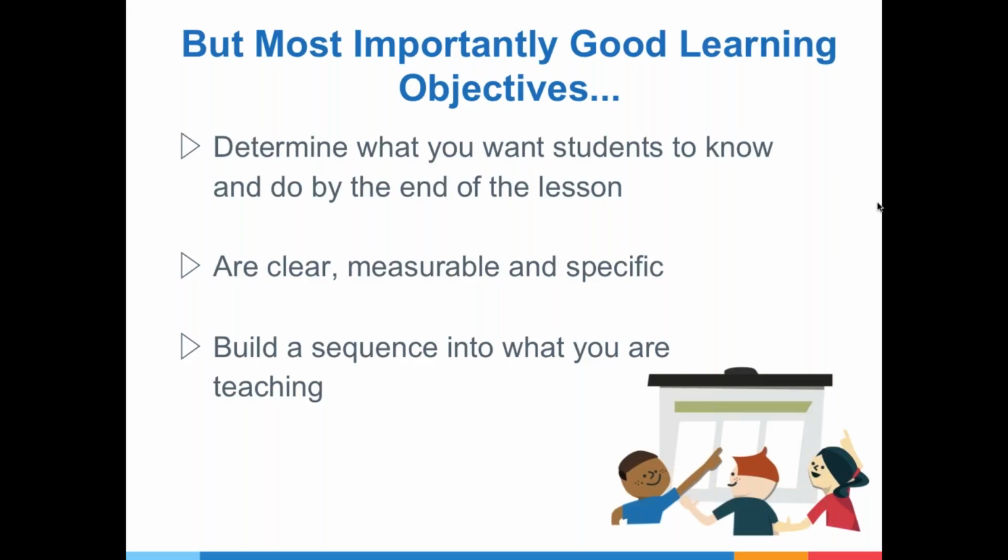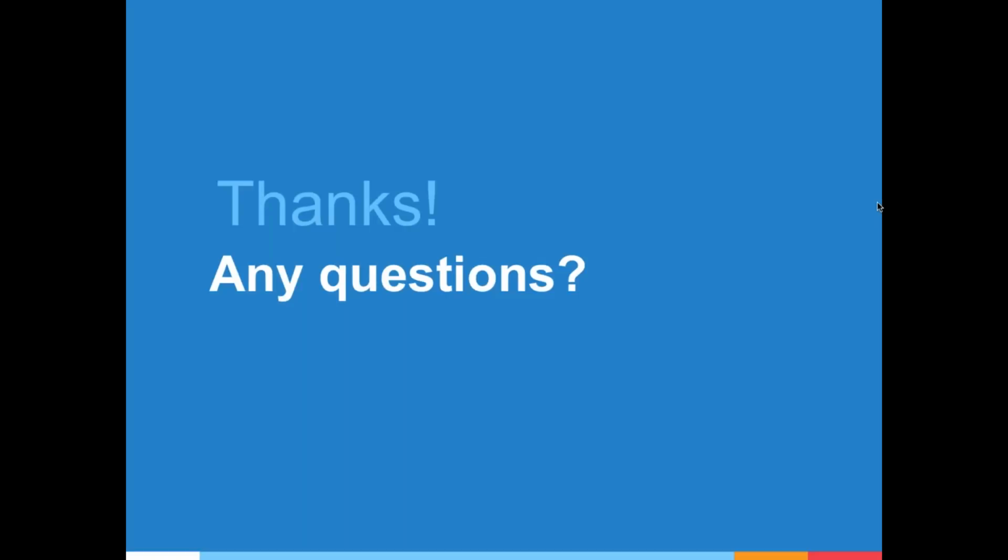So it's always nice to know when you've had a successful class interaction. And the best way to do that is through your learning objectives. That's how you get to pat yourself on the back. So when your learning objectives are clear, measurable, and specific, you're really able to tell if they're learning. And learning objectives, I argue, build a sequence into what you're teaching. So I hope that this webinar has been useful, and I'll take any questions you have.